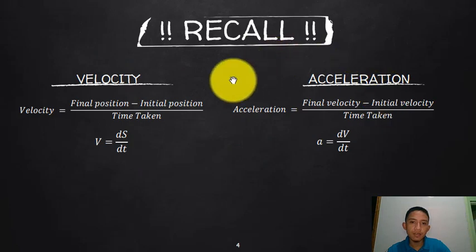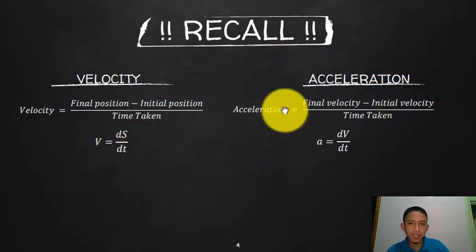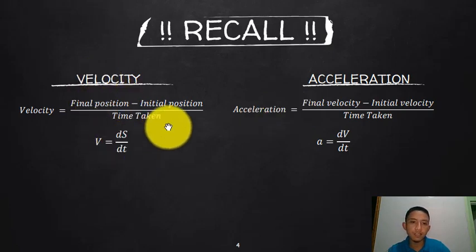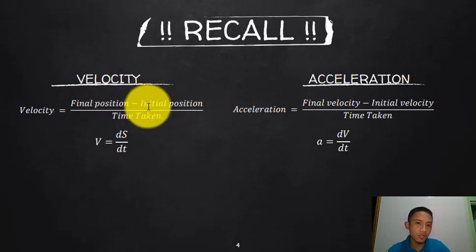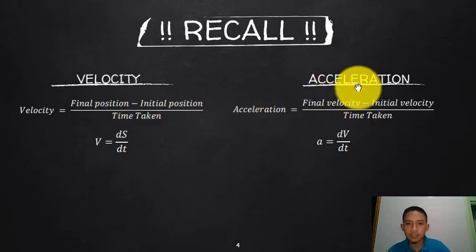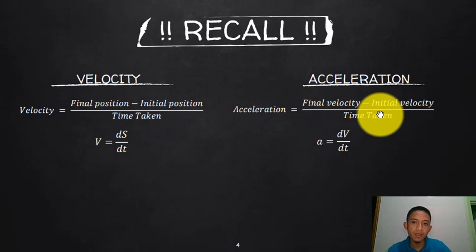Also recall in your kinematics, we discussed what velocity is. Actually, that is the displacement, or the change of position, divided by the time taken or the elapsed time. And acceleration is the change in velocity divided by the elapsed time or the time taken.